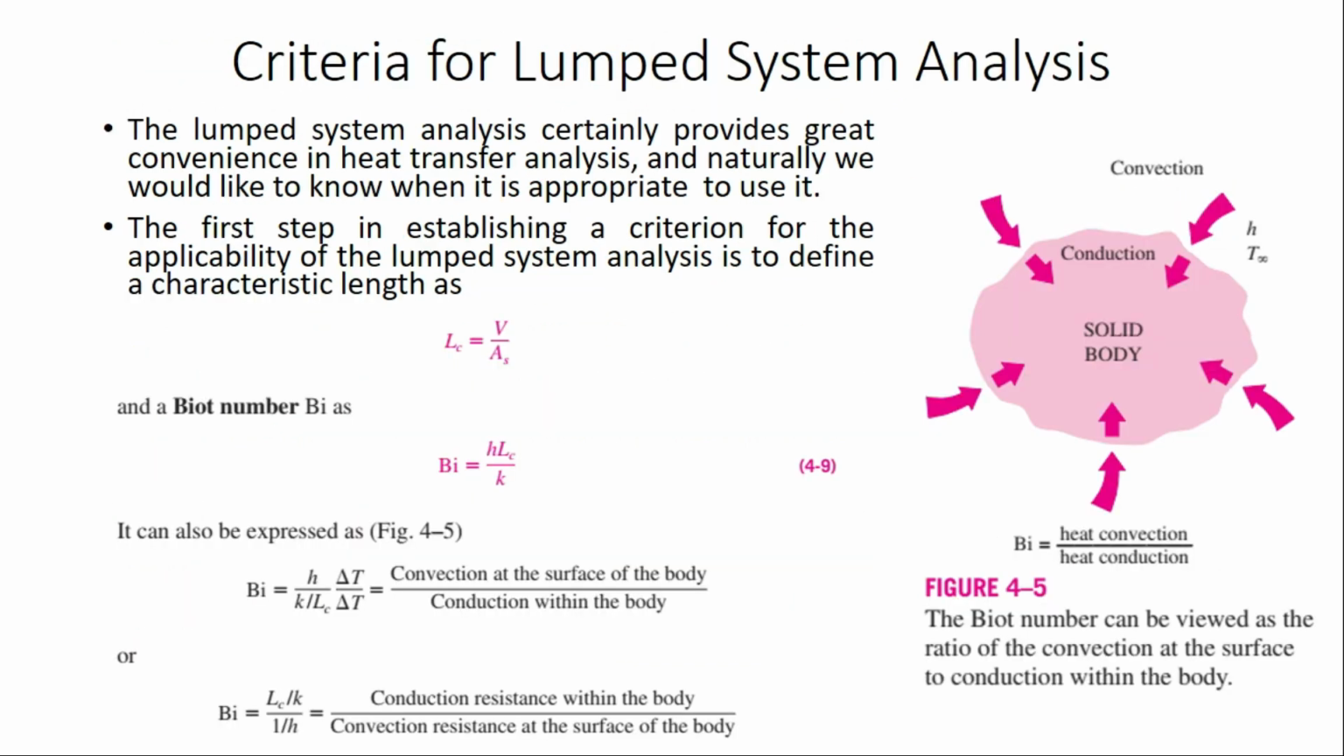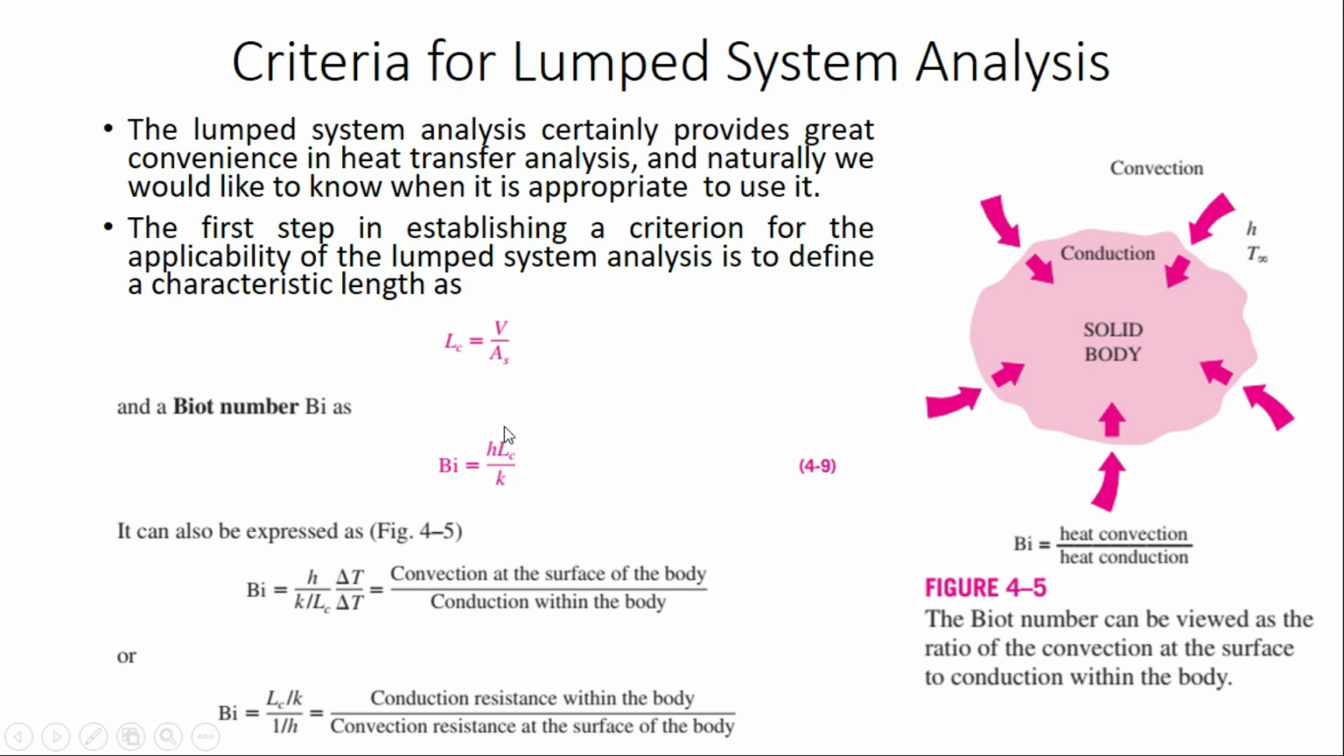Criteria for the lumped system analysis. The lumped system analysis certainly provides great convenience in the heat transfer analysis, and naturally we would like to know when it is appropriate to use it. The first step in establishing the criterion for the applicability of the lumped system analysis is to define the characteristic length. The characteristic length can be defined as the volume of a particular body divided by the surface area. Volume has a unit of meter cube and the surface area has a unit of meter square. When we divide the volume by its surface area, it will give you the characteristic length. For example, this is a solid body, and it has a volume of V and a surface area of As. When you divide the volume by the surface area, you will get the characteristic length.